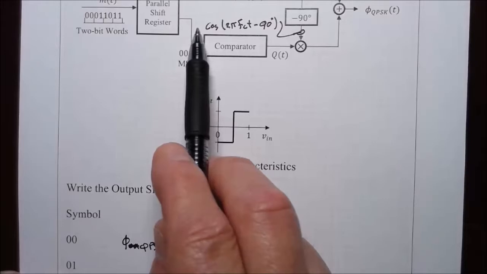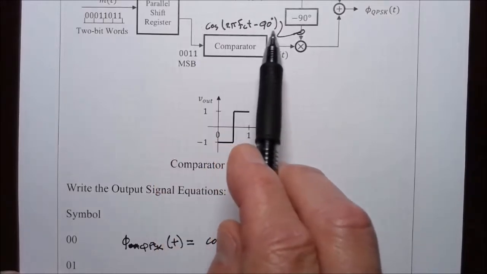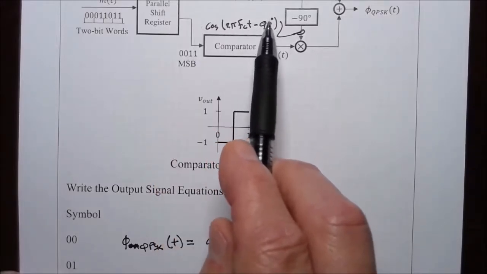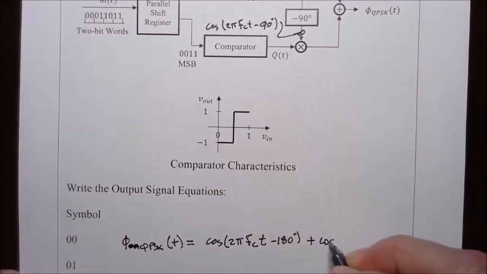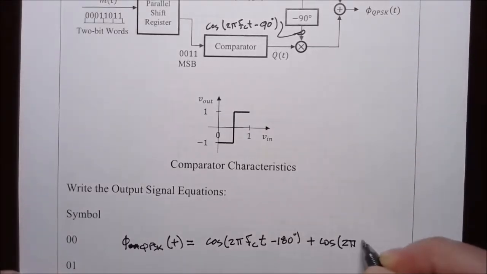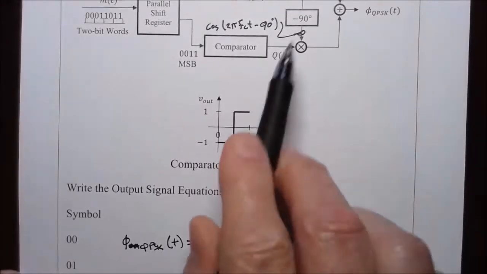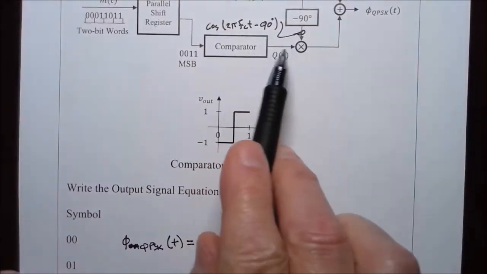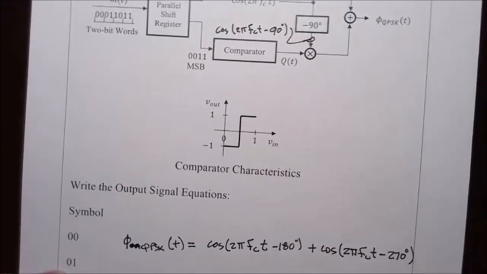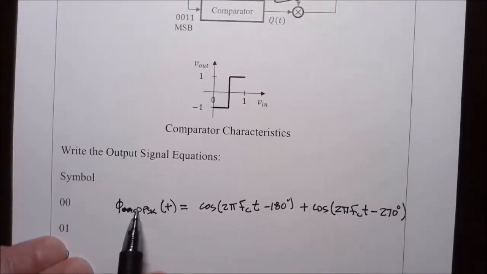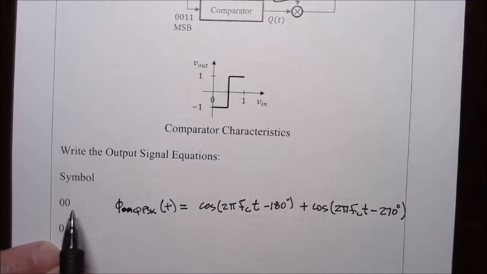Let me incorporate that minus sign as an additional 180 degree phase shift. So then we would add plus cosine 2 pi FCT, and then minus 90 minus an additional 180 degrees is going to be minus 270 degrees. Okay, so this is the quadrature phase shift keyed signal for the input 0, 0.